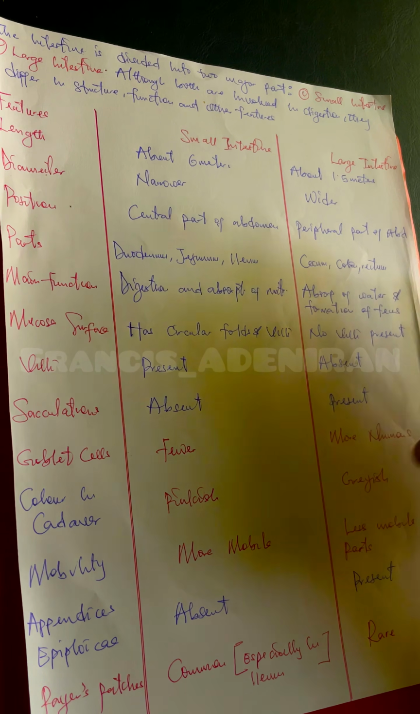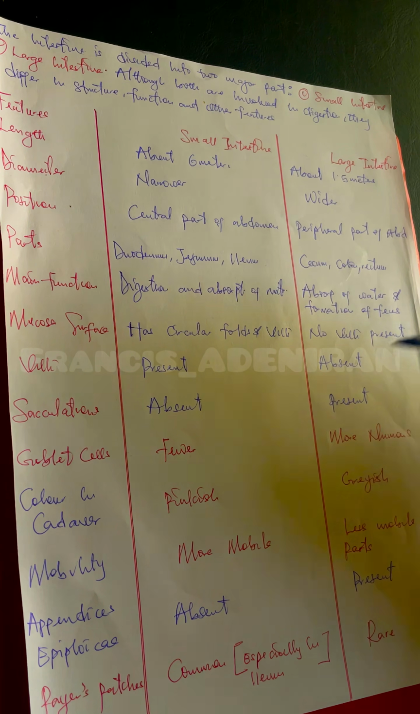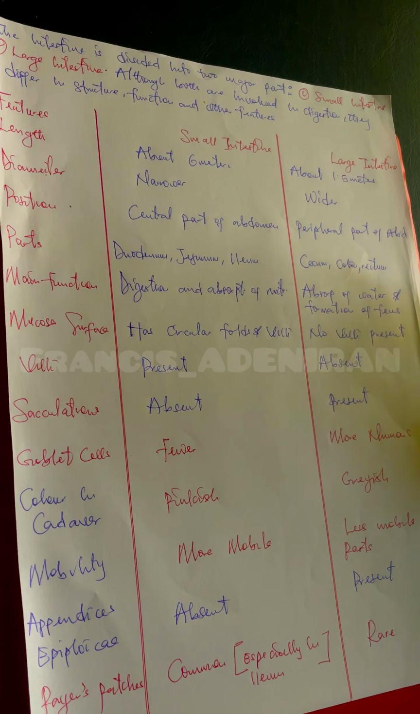So let's go to mucosal surface. For the small intestine, it is known as circular folds and villi, but the large intestine has no villi present.